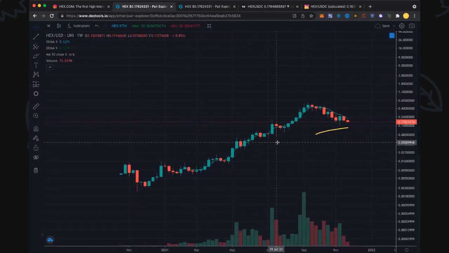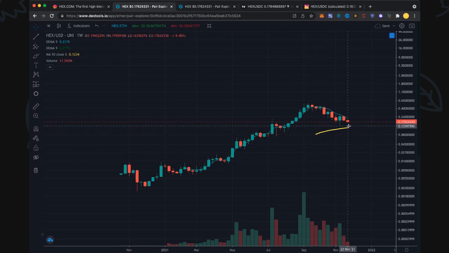We're on DEX tools here on the USD pair, and you can see a weekly chart, and this doesn't give the complete history. This goes back to October 2020, but gives you enough with the volume. You can see the volume just ramping up on our big move ups over the last year, just over a year actually.